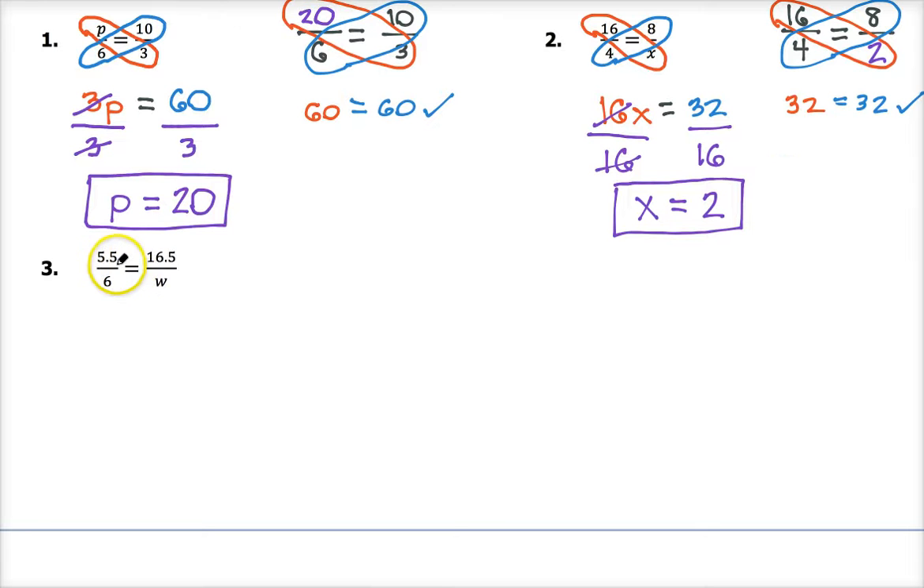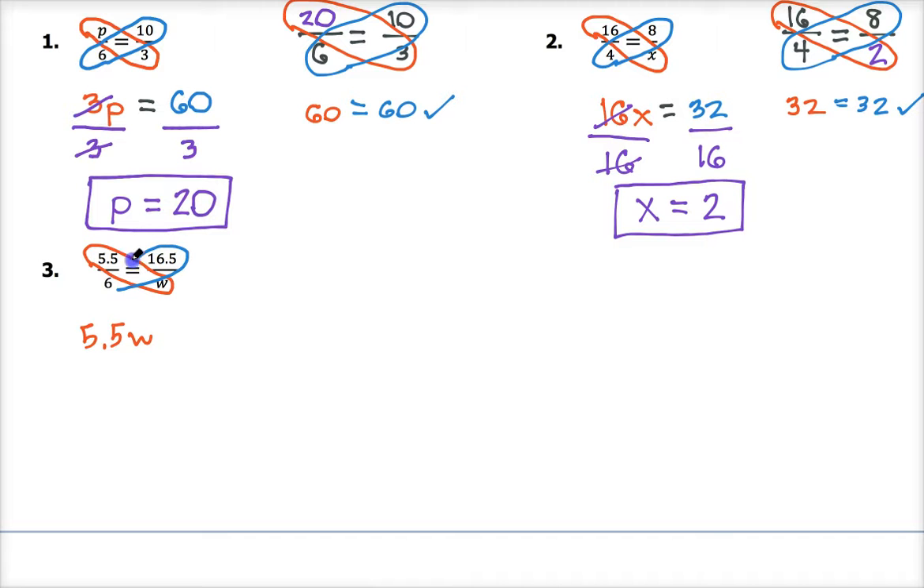Number 3, we have 5.5 over 6 equals 16.5 over w. So I can take the cross product of this first diagonal, that would be 5.5w. And then the cross product of my second diagonal, which is 6 times 16.5. So I have to do a little bit of scratch work for this multiplication because it involves a 3-digit number and decimals. 16.5 times 6 should be 99.0, or just 99. So I get 5.5w equals 99.